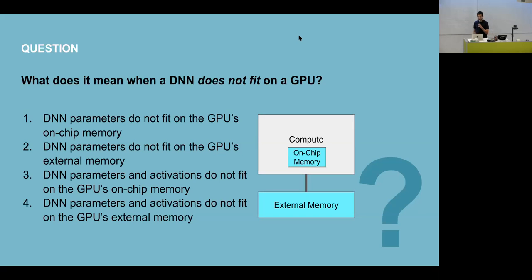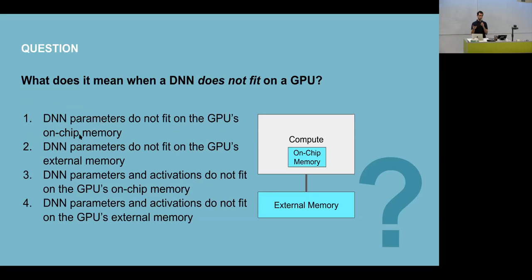Okay, so the answers so far are all over the place. The majority of people actually picked 3, that the DNN parameters and activations don't fit on the GPU's on-chip memory. A lot of people also picked 1, that the DNN parameters do not fit on the GPU's on-chip memory. So in general, people are thinking about on-chip memory. And that's the wrong answer, actually.